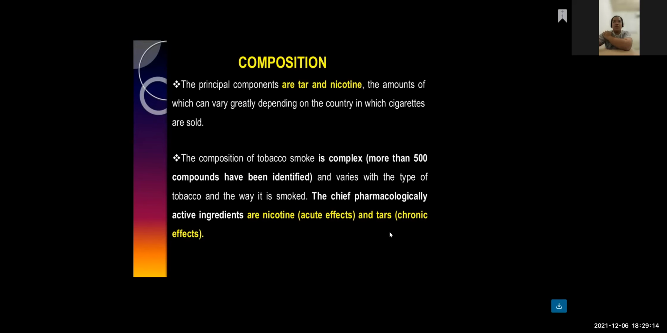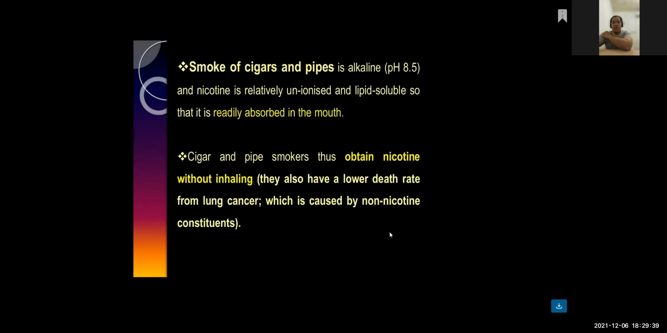Composition. The principal components are tar and nicotine, the amount of which can vary greatly depending on the country in which cigarettes are sold. The components of tobacco smoke are complex. More than 500 compounds have been identified and vary with the type of tobacco and the way it is smoked. The chief pharmacologically active ingredients are nicotine and tars.